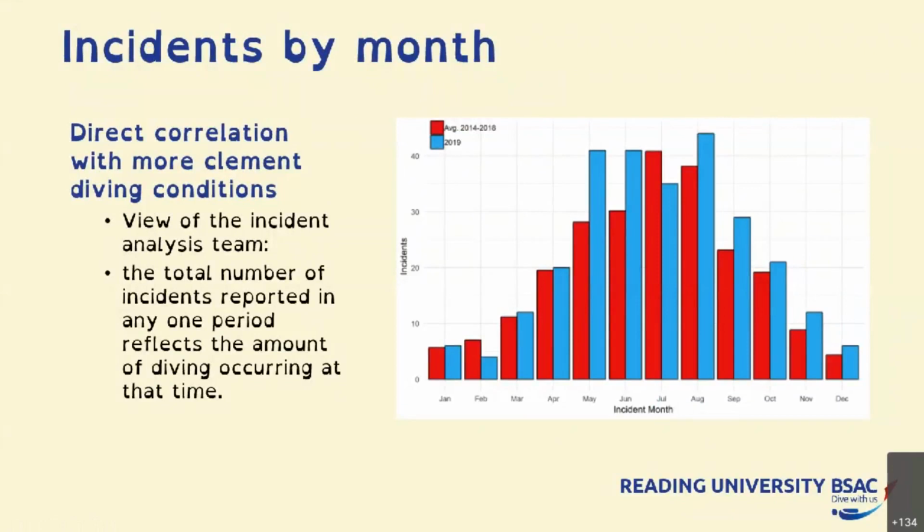One of the first things you'll notice with that graph is that there is a very, very direct correlation between the number of incidents happening and the seasons. You can see that once we get to May, things really start to spike, and we start to see a lot more incidents. That's a trend that's been there for time immemorial in the diving community. And this is reflective basically of the amount of diving that's occurring.